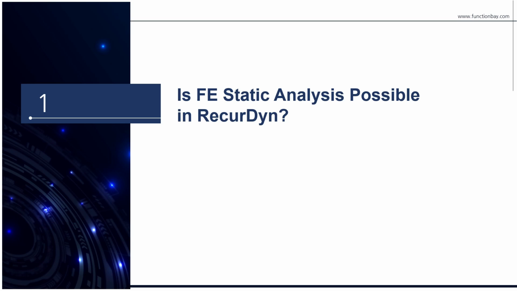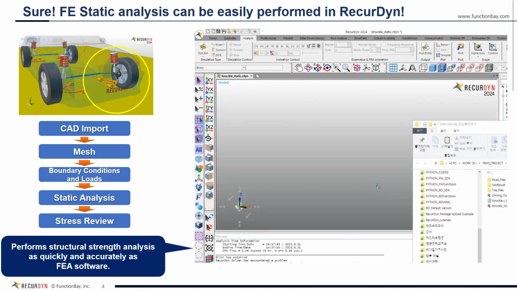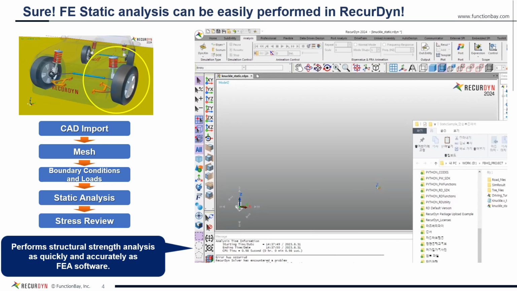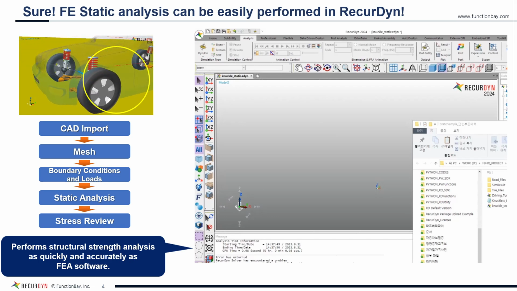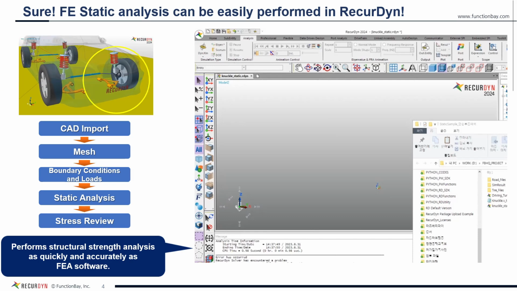Then, this is the first topic. Is FFlex static analysis possible using RecurDyn? The answer is yes. RecurDyn enables you to easily perform FFlex static analysis. You can generate the meshes, apply boundary conditions, and perform static analysis, then you can immediately view the results. Let's see the video here.